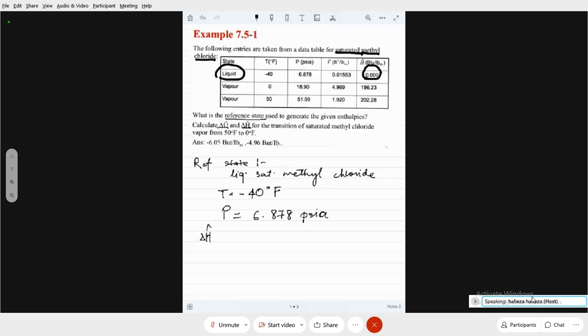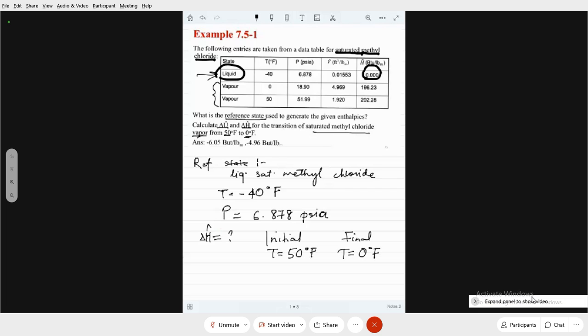It should be from a temperature of 50 to 0. You have saturated methyl chloride vapor. You're looking at vapor; there's a difference. This is liquid, these two are vapor, so you really need to know what you're looking at. Okay, so now you start. Your starting point is your initial temperature. What is your initial temperature, guys? 50. Okay, 50 degrees Fahrenheit. Your final temperature? 0. T is equal to 0 degrees Fahrenheit.